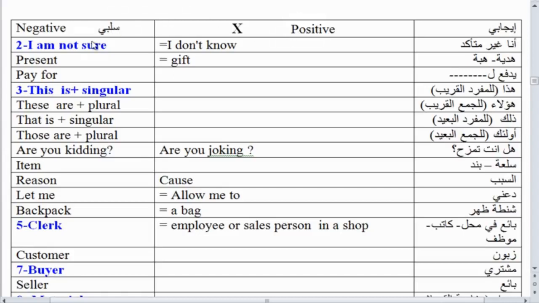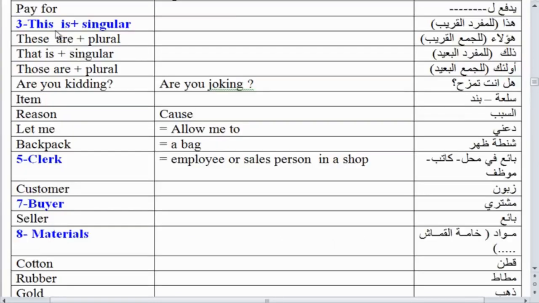Exercise number 2. I'm not sure. I didn't know, T silent. I don't know, no, K silent. I didn't know. Present, stress on P here. Present. Gift. Pay for.